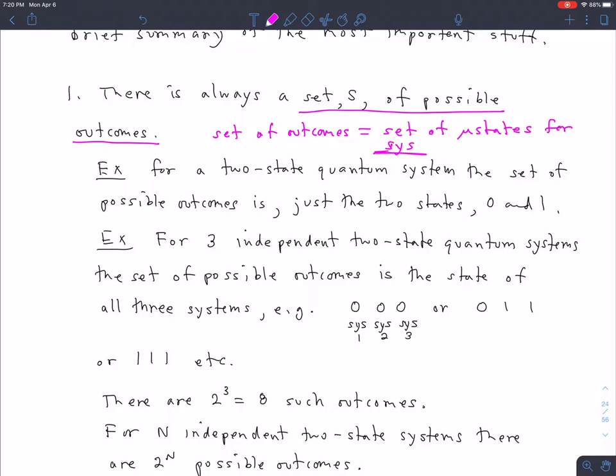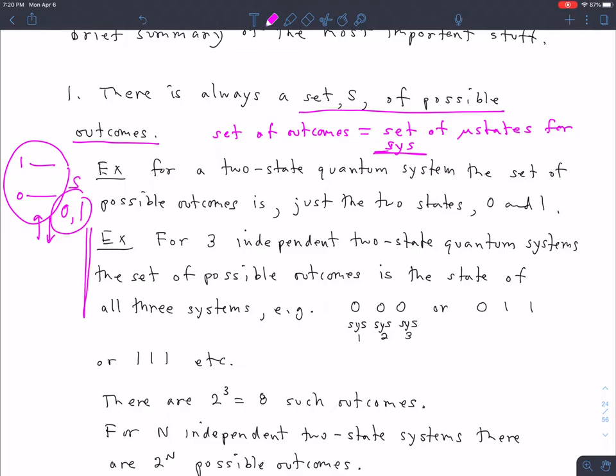Let's suppose that your system is just one two-state system. So a spin that can be either up and down, for example, and just one of them, not a bunch of them, just one. Then there's only two quantum states, there's only two microstates, and that means there's only two possible outcomes in your set of outcomes, and that's the whole thing. 0 and 1 is your entire set of outcomes.